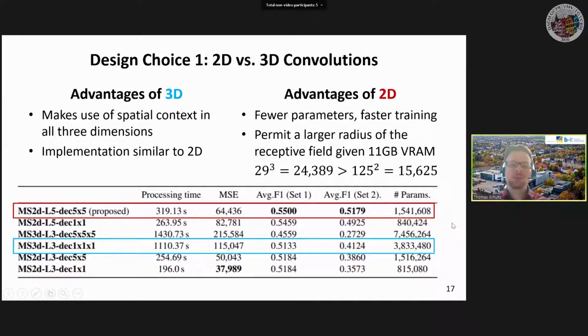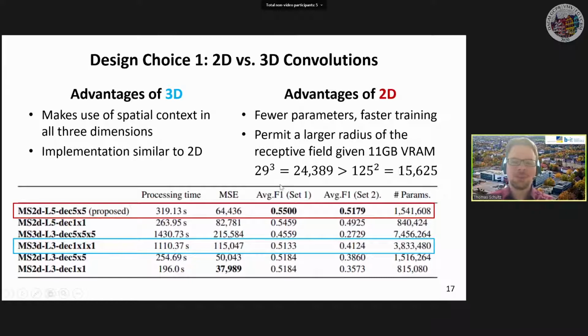And we believe the main reason why the 2D architecture still does better is that it allows you to have a larger radius of the receptive field. This refers to the neighborhood over which you can integrate information, which for the 3D architecture is a cube of 29 voxels, whereas for the 2D architecture, it's a square of 125 voxels. And apparently using voxels that are further apart is more important than making use of the third dimension.